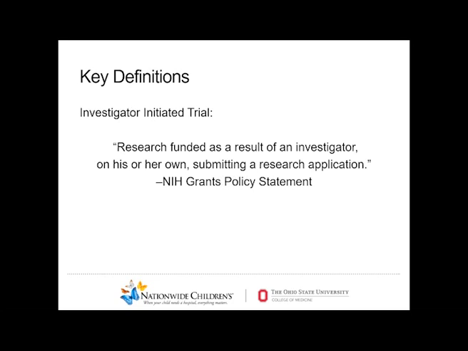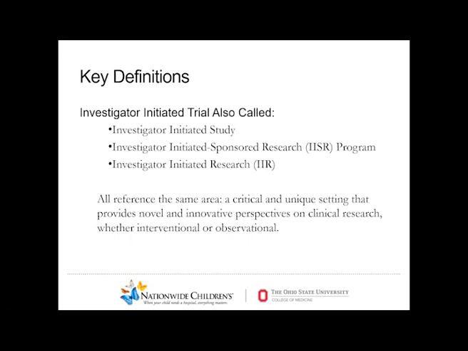So this could be the NIH, this could be a foundation, this could be a pharmaceutical sponsor, but really what we're talking about here is an investigator that had an idea and then got the go-ahead and the funding to conduct that idea. People also call them investigator-initiated studies. I flip back and forth between study and trial. Investigator-initiated sponsored research program. So these all are the same way of saying a unique setting where there are new ideas that are being conducted in clinical research, and investigator-initiated studies can be observational and they can be interventional.